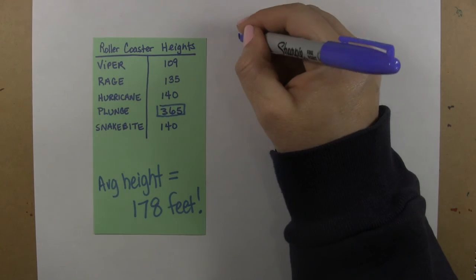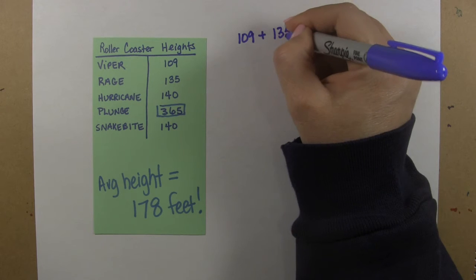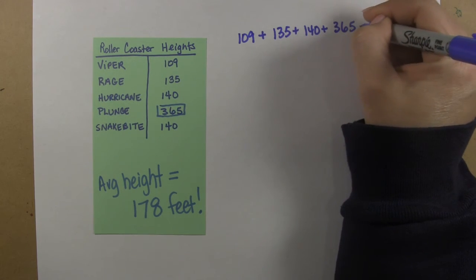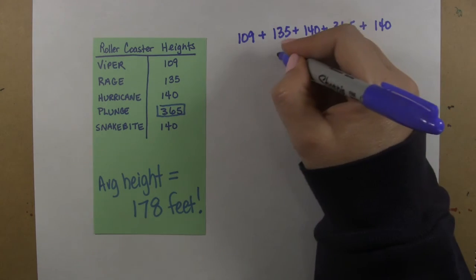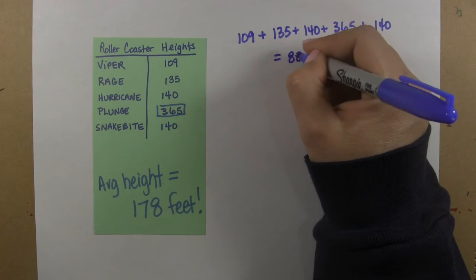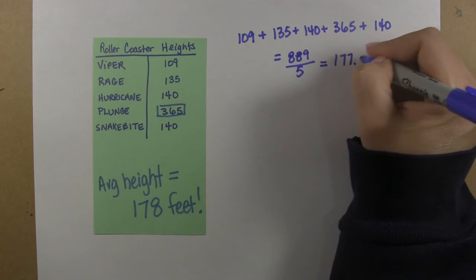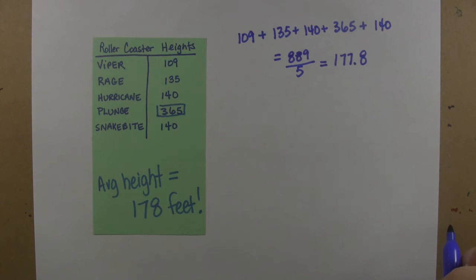Well, they did it just the way you would expect. They took 109 plus 135 plus 140 plus 365 plus another 140. They added that all up to get 889. They divided by 5 and they got 177.8. That's how they did it.